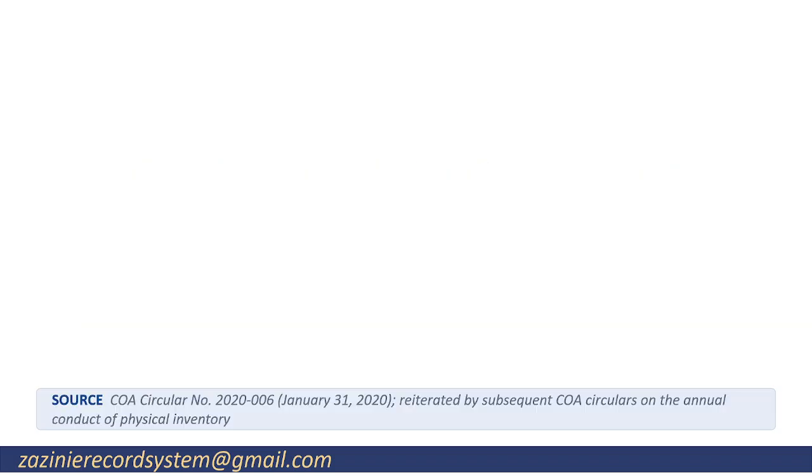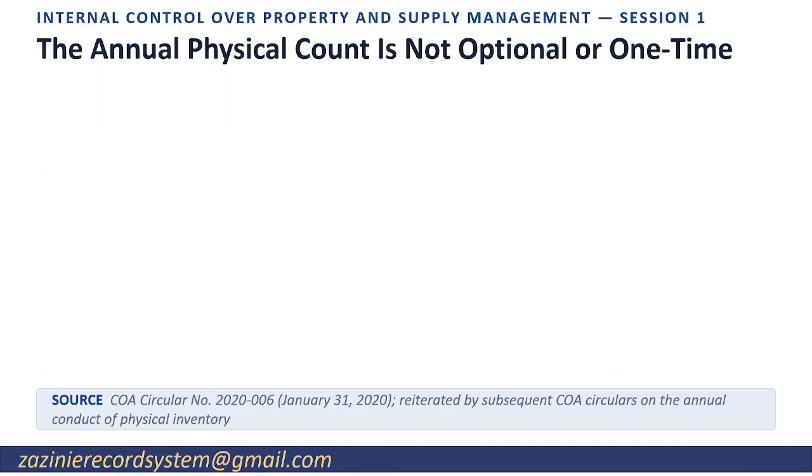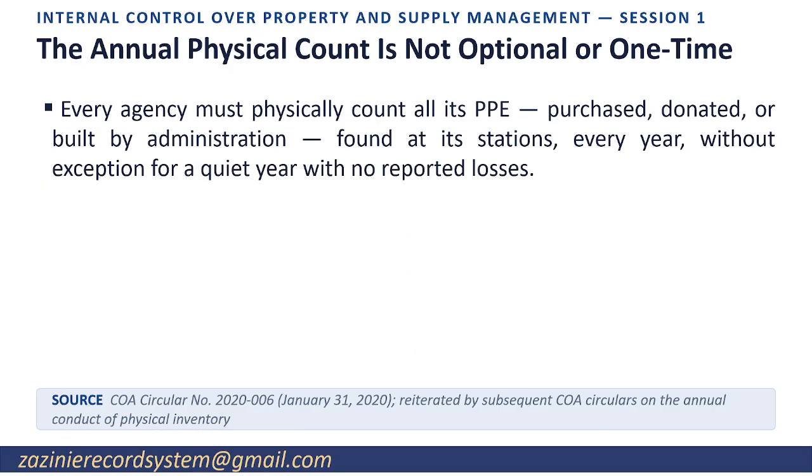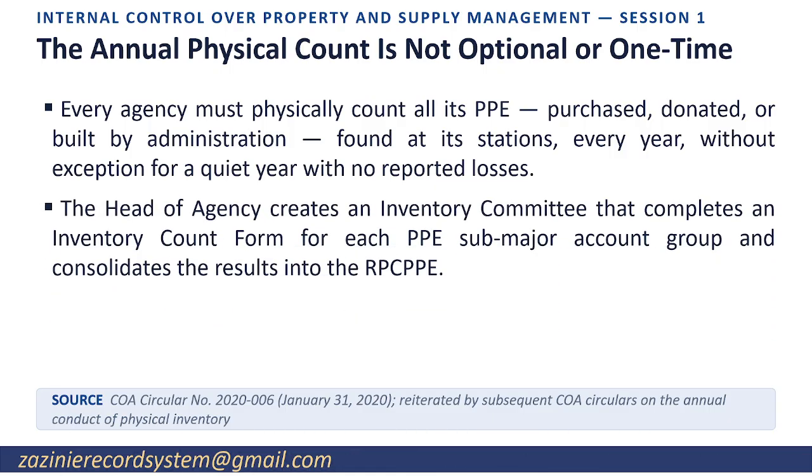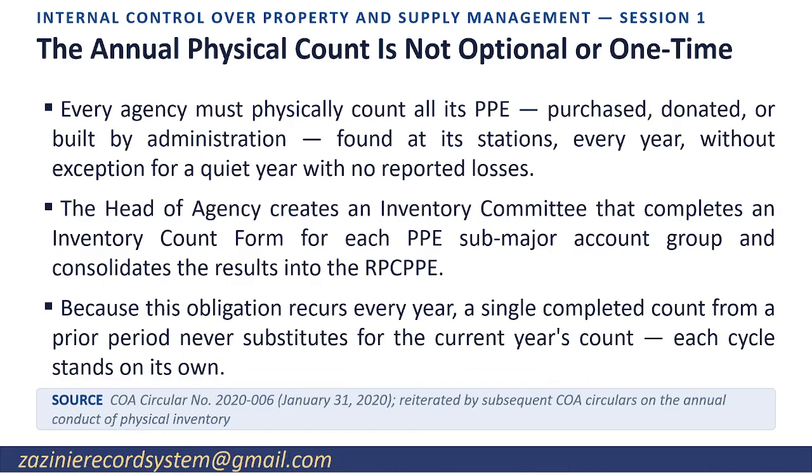Next slide. The annual physical count is not optional or one-time. Every agency must physically count all its PPE, purchased, donated, or built by administration, found at its stations, every year, without exception for a quiet year with no reported losses. The head of agency creates an inventory committee that completes an inventory count form for each PPE sub-major account group and consolidates the results into the RPC PPE. Because this obligation recurs every year, a single completed count from a prior period never substitutes for the current year's count. Each cycle stands on its own.